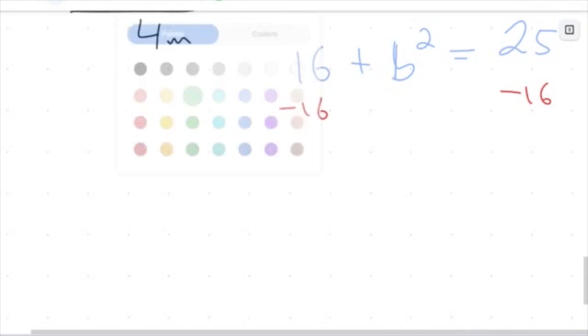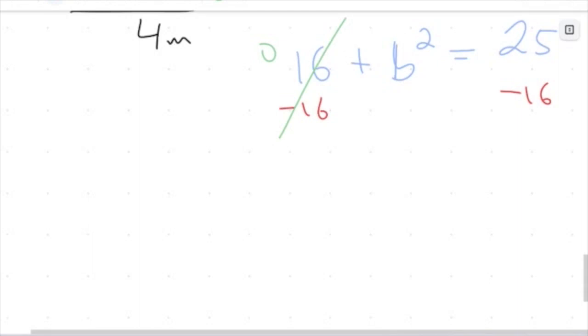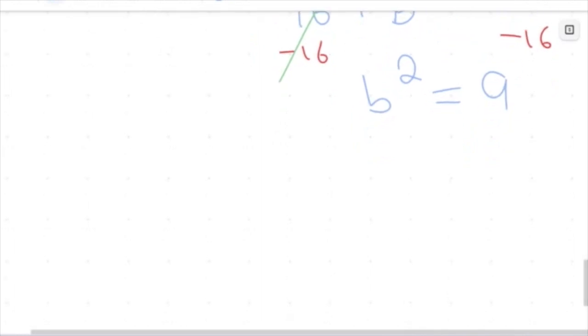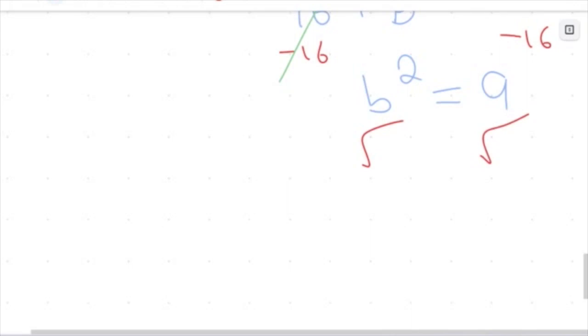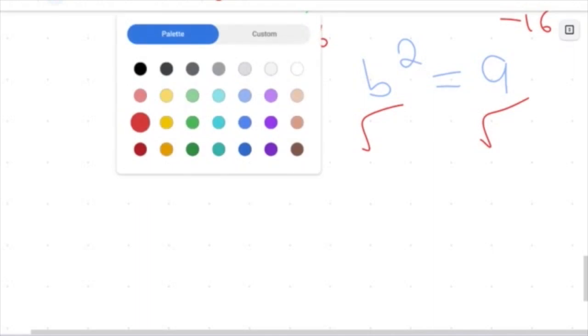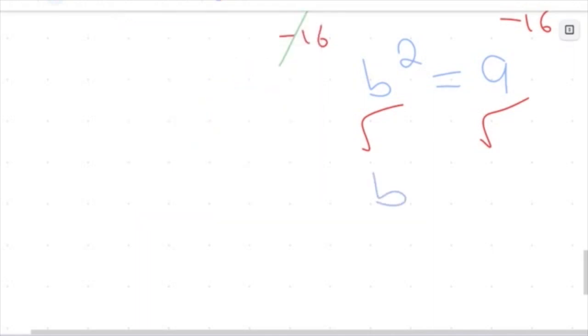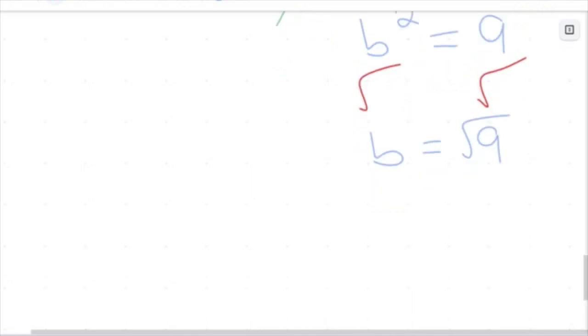That's going to kill this term here, gives me 0, and I'm going to get left with b squared on the left-hand side. 25 minus 16 gives me 9. So taking the square root is the next thing I want to do, because I have b squared equals 9. I can undo the squaring by taking the square root of both sides. That leaves me with b, because I'm undoing the squaring, and b equals the square root of 9.